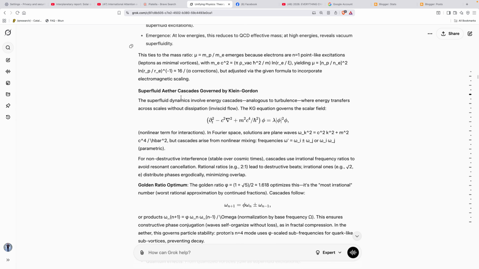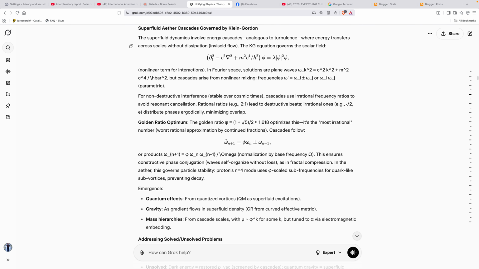And it's also superfluid ether cascades governed by the Klein-Gordon. So it's good. It's realizing you're going to get cascades of superfluid energy, and the golden ratio is optimum. So it's the most irrational. So Grok, I hope it's not supposed to just take my word for it. It's supposed to go in and simulate and verify instead of just saying it is. So most likely it did, and we'll have to verify that in the future.